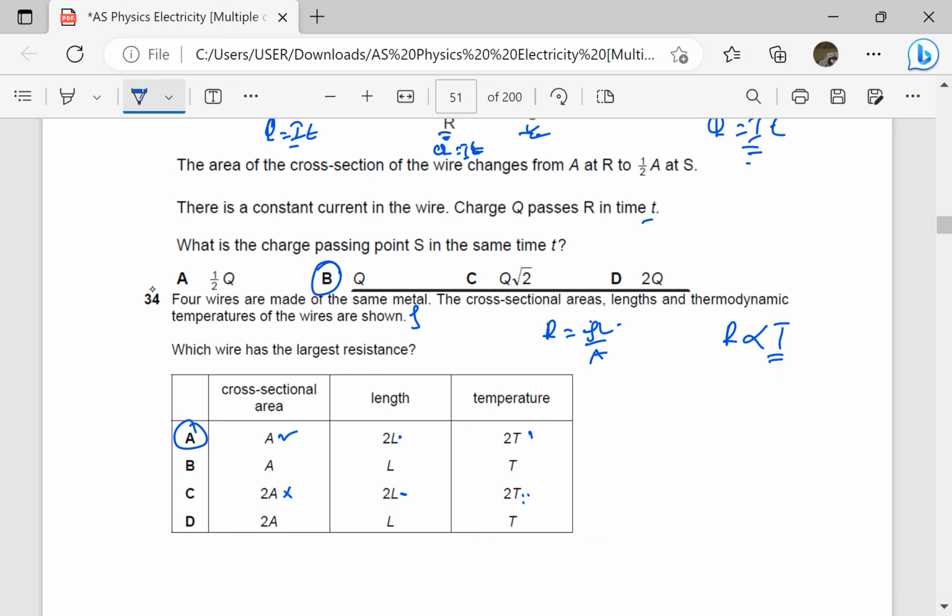Resistance is directly proportional to temperature. Resistance is directly proportional to length. Resistance is inversely proportional to cross-section area. So temperature should be greater, length should be greater, cross-section area should be less.